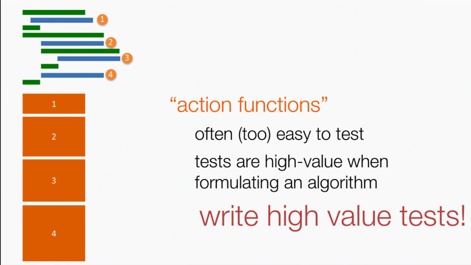There are certain of these action functions where we can get a lot of value, though. We get real high value out of testing when the algorithm within it is fairly complicated, especially when you don't know the algorithm ahead of time. This is the kind of test you're going to write at the beginning of your development, and something you can benefit from by actually doing test-driven development. We'll take a look at it.